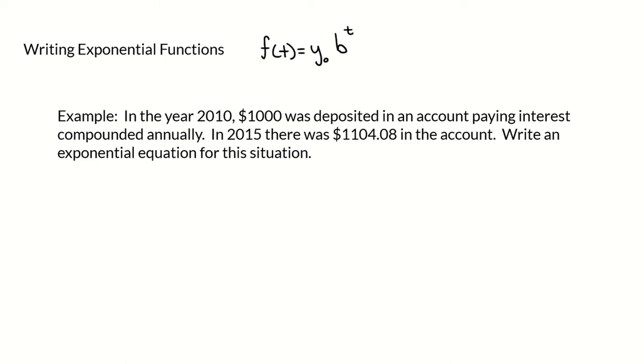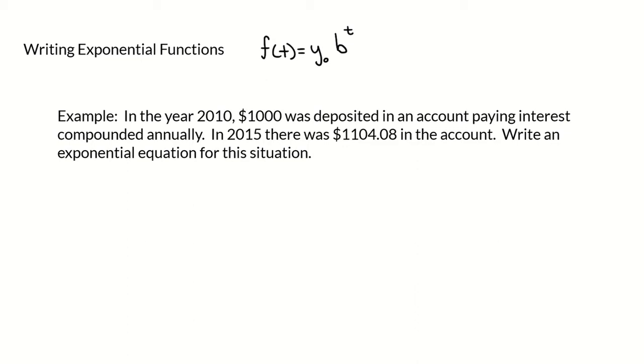It's possible to use data to write an exponential function. We use the base form f of t equals y naught, or y sub 0, times b to the t. So if we're writing an exponential function, perhaps we don't know what y0, the starting amount, is, or b, the base or the rate of change.